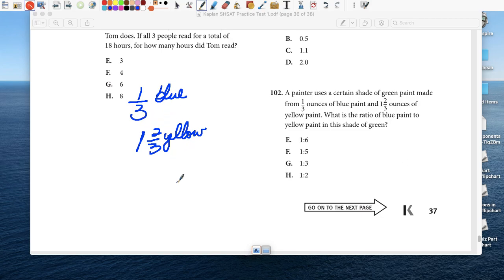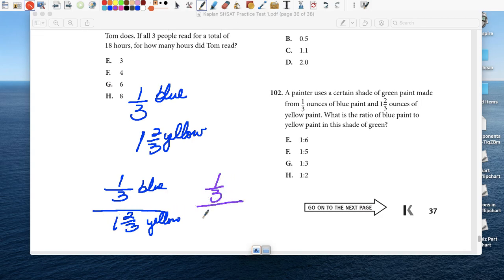Okay, so blue to yellow, so again, it's 1/3 over 1 2/3, right? So this is the ratio of blue to yellow, but let's make that a little bit prettier. So 1/3 I'm going to keep as 1/3, but I'm going to change the 1 2/3 to 3 plus 2 over 3, which is 5/3. Are you okay with that?